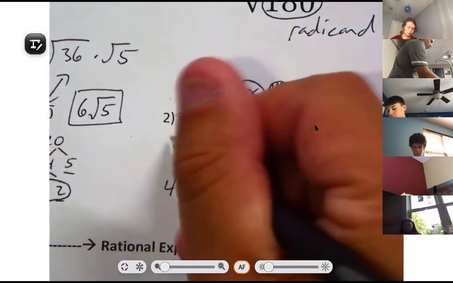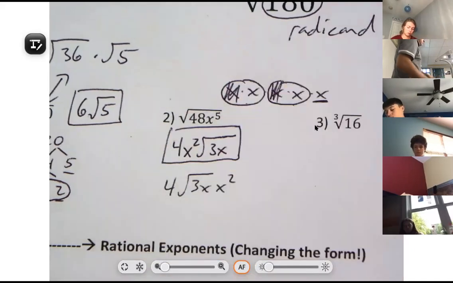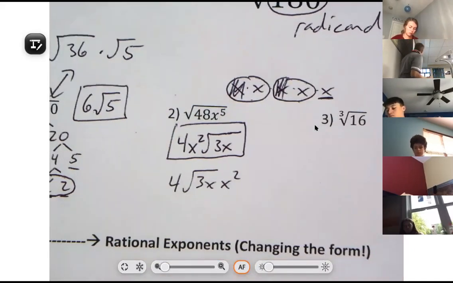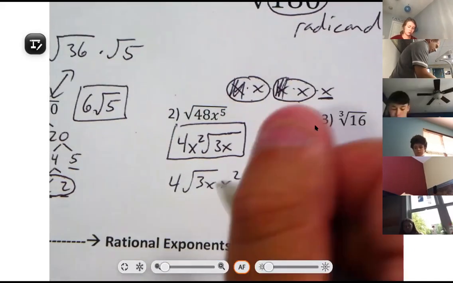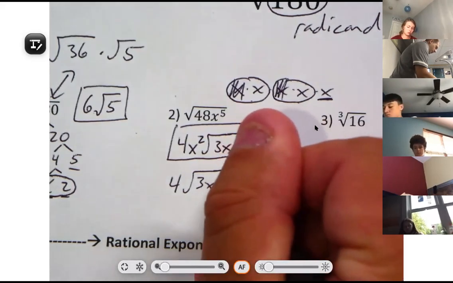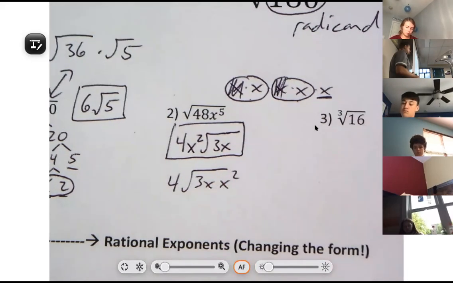I would honestly prefer you do this, okay? Because if you're writing your answer on a test or a quiz and you write that radical bar a little too far like that, now you're at the mercy of me making a judgment call. Like, do you know it's not actually under there? So I just put it out in front.